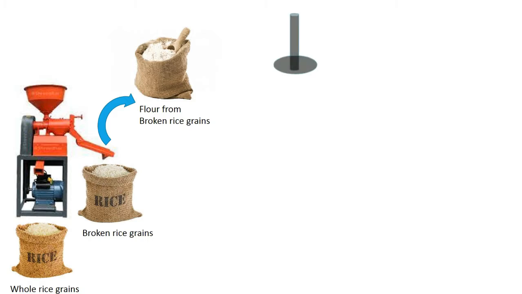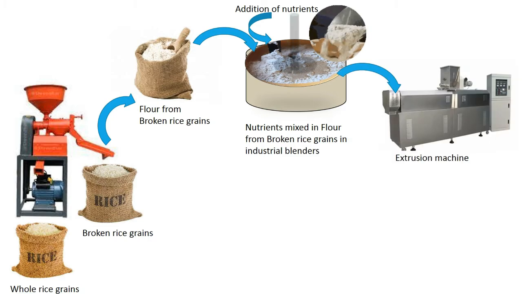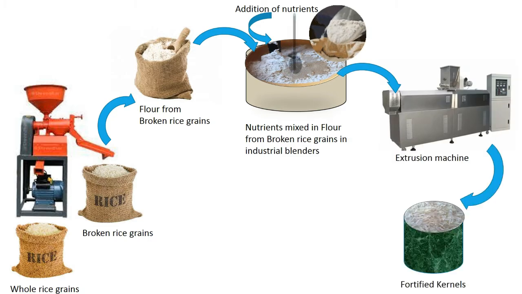This broken rice is ground to flour, to which the desired vitamins and minerals are added and blended in the right proportion by industrial blenders. Further, the rice is extruded and shaped into partially pre-cooked, grain-like rice resembling rice grains, which can then be blended with natural polished rice.